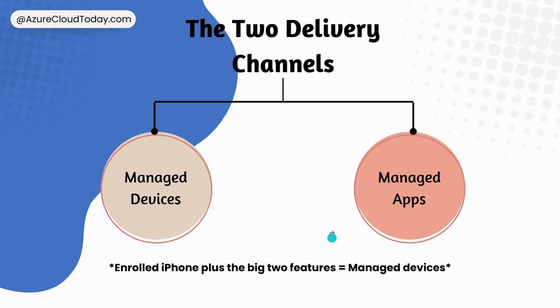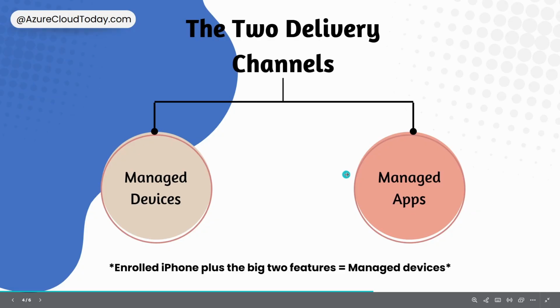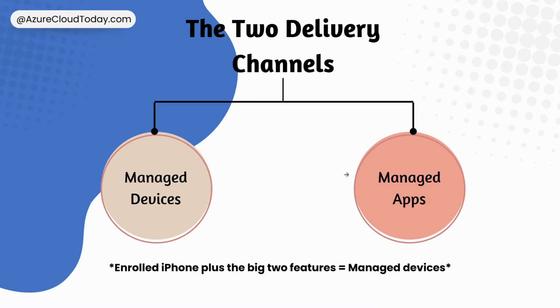Managed apps is different over here. It delivers settings through the app protection policy channel instead, straight into the app. The device does not need to be enrolled at all into Microsoft Intune. That is the path you would select for a bring your own device scenario with no enrollment.